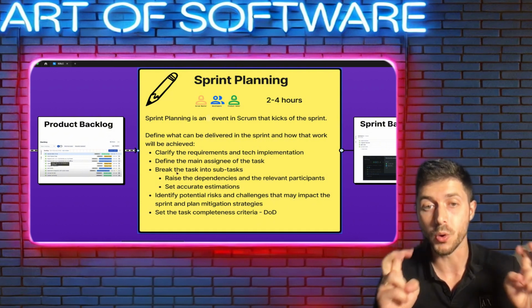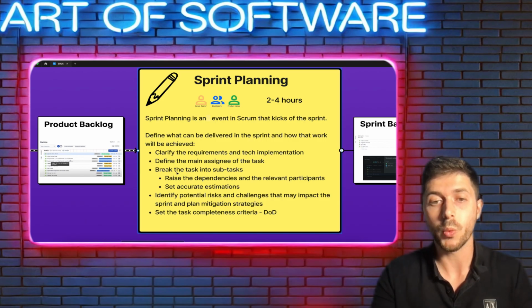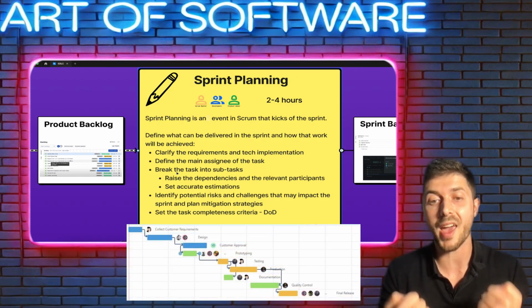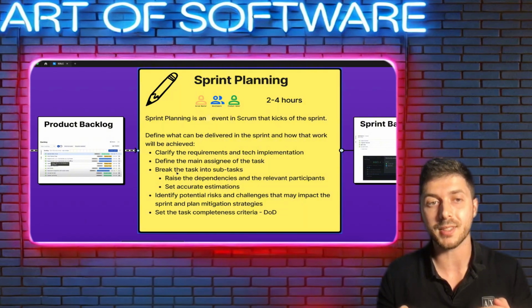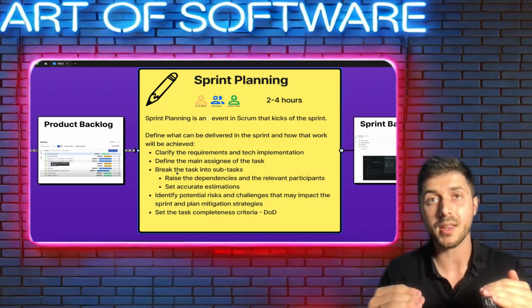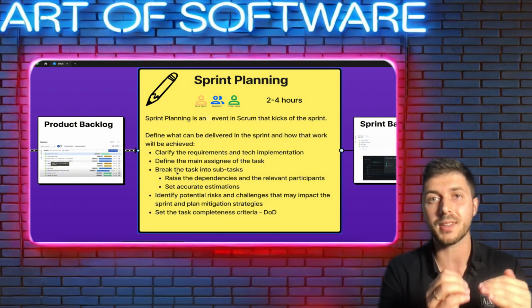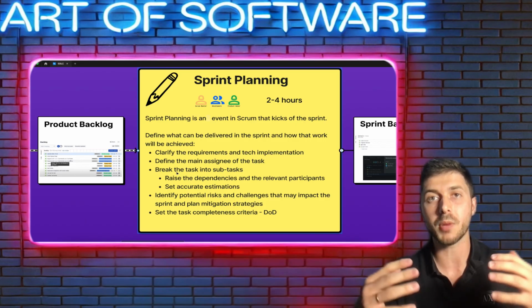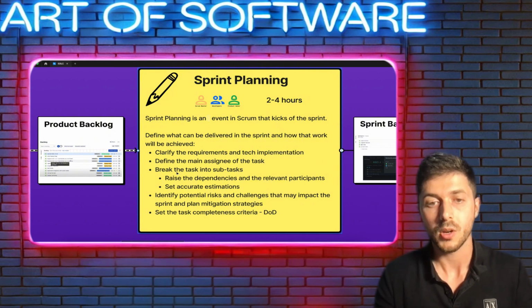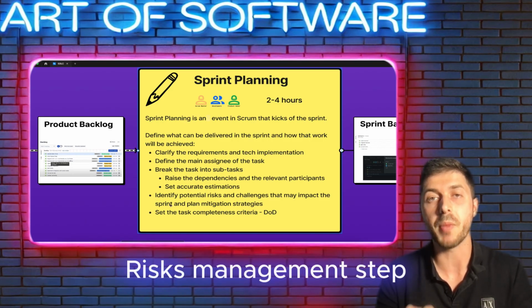In the sprint planning, the development team pulls work from the backlog and commits to deliver that work in the upcoming sprint. We have to clarify the requirements and tech implementation to define the main assignee of the task. This is the who, right? Who is going to be in charge. We need to break the task into subtasks, first of all to raise the dependencies and the relevant participants and to set accurate estimation. Now, I do recommend in this case to work in the opposite direction, a bottom-up approach. We can take a complex mission, separate it into subtasks, set the estimation for each subtask, and then calculate the final estimation for the whole mission. In this case, we will receive a more precise estimation. Hopefully, we will also identify the potential risks and challenges. This is the risk management step.